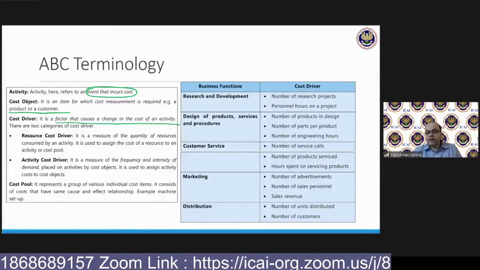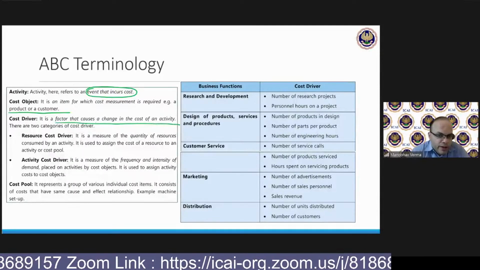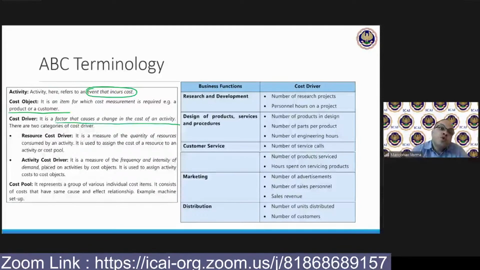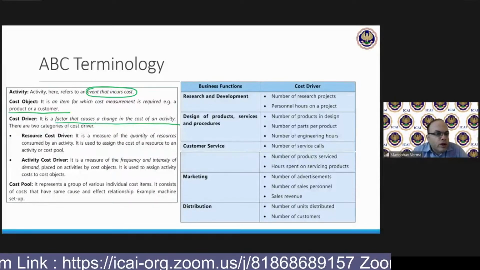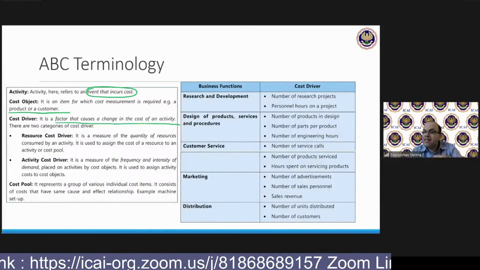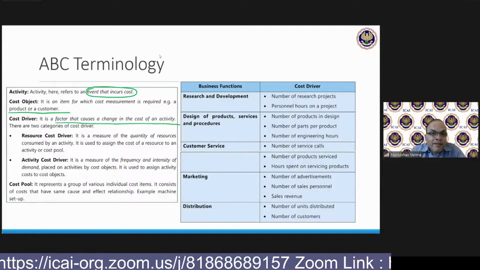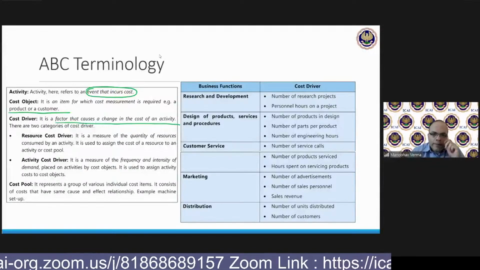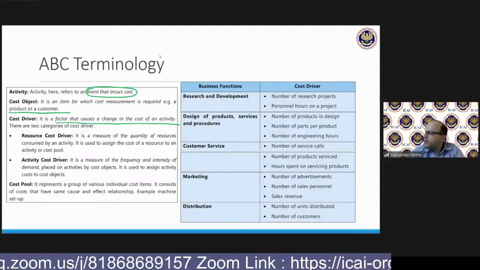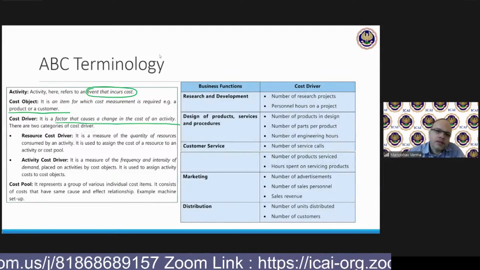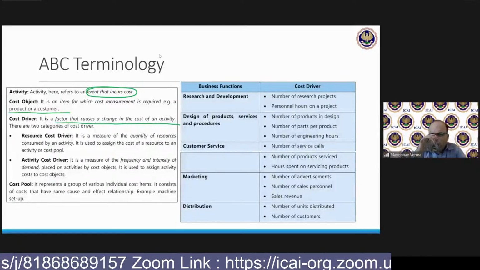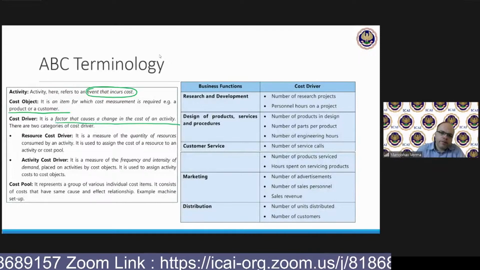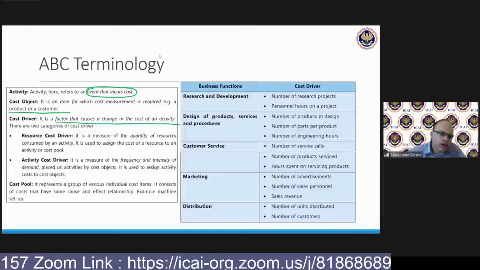So there could be a resource cost driver, there could be an activity cost driver. What is a resource here? Resource is a measure of the quantity of resources consumed. We're talking about resource based on what that activity is consuming. Can anyone think of an example of a resource cost driver, guys? Resource cost driver? Any thoughts?